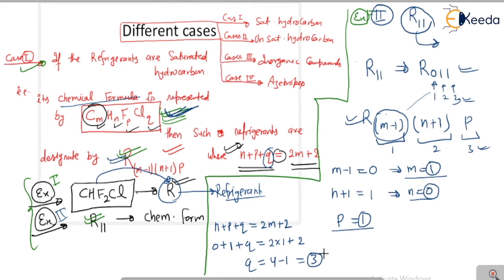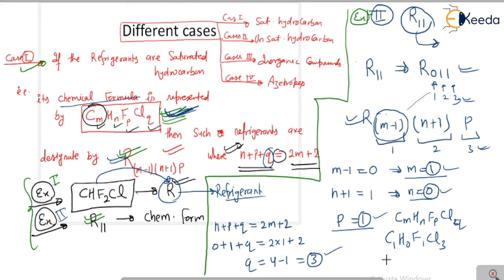So let's put these all four values in your standard formula. Okay, my dear friends. So your standard formula is nothing but CmHnFpClq. This is your standard formula. Okay. So what is the value of m? The value of m is 1. What is the value of Hn? The value of Hn is 0. What is the value of Fp? The value of Fp is your 1. This is the p value. And the value of Clq is what? The value of Clq is 3.